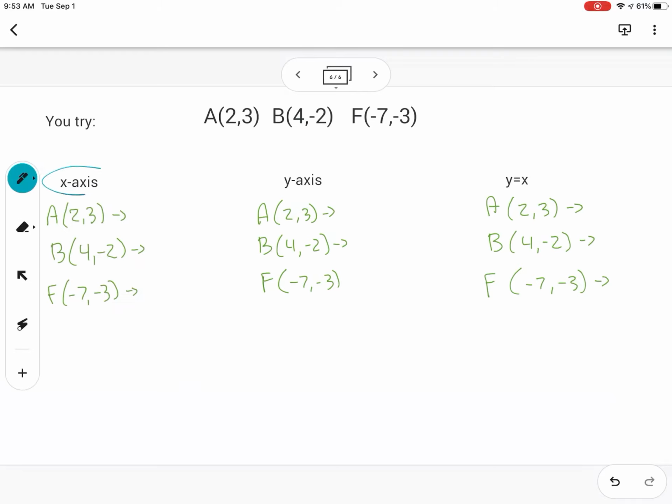Okay, so for the x-axis, you want to make the y negative. So x, y becomes x, negative y. So A prime is 2, negative 3. B prime would be 4, positive 2. And F prime would be negative 7, positive 3.